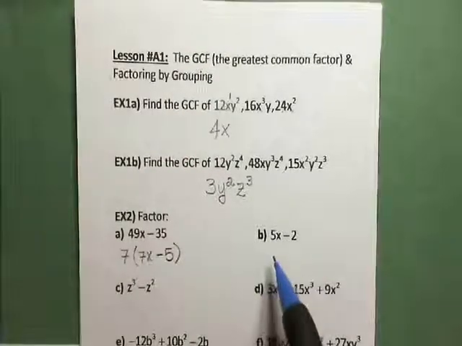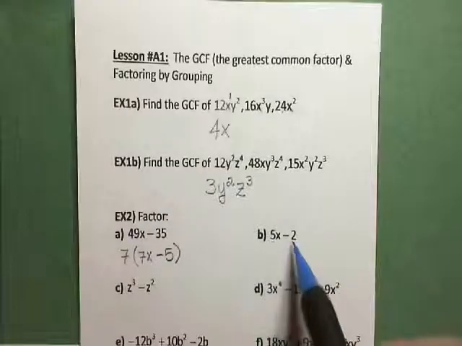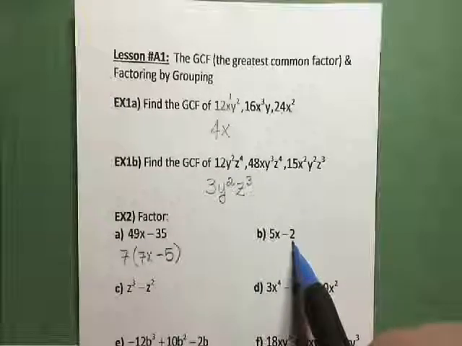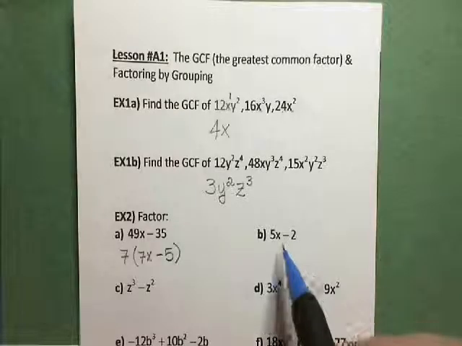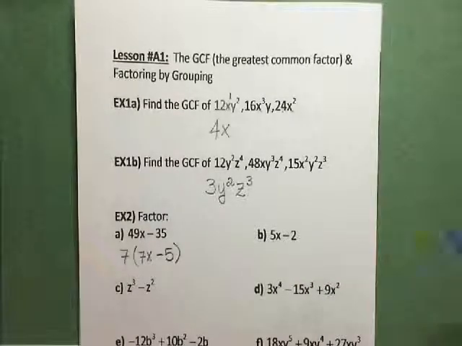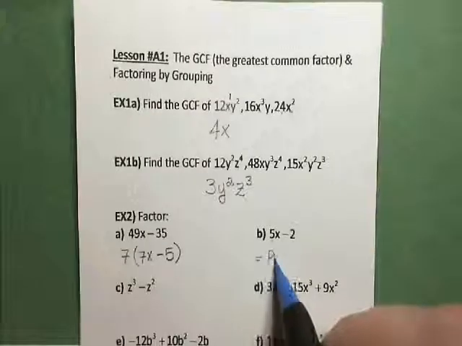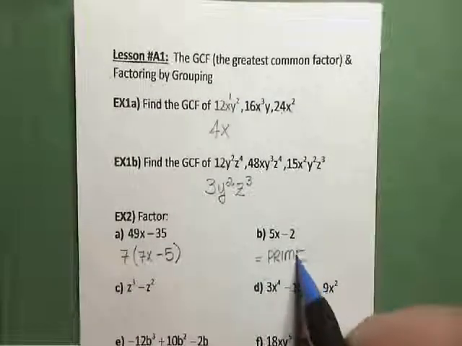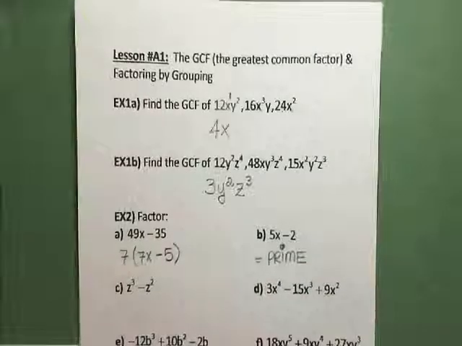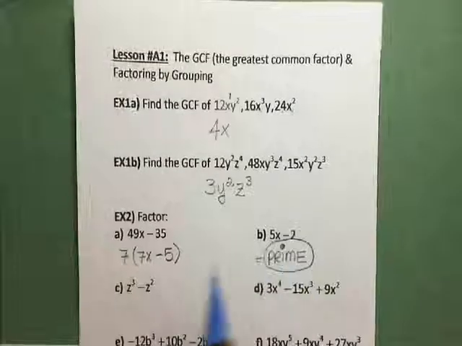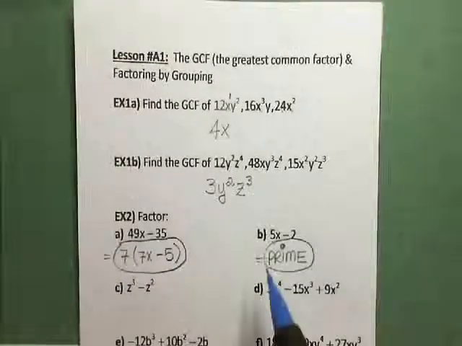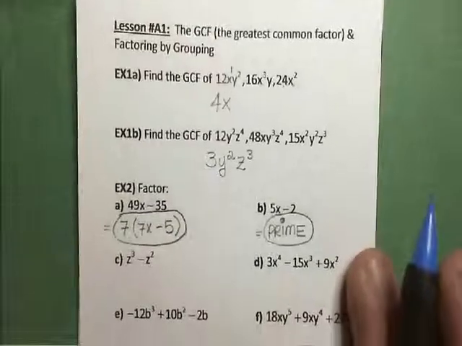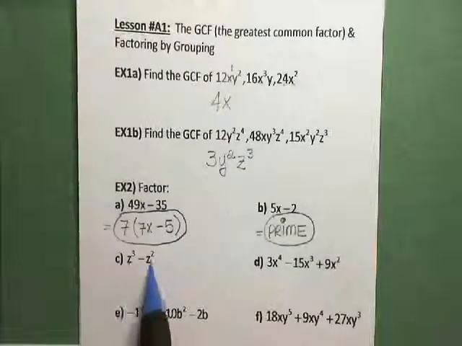Alright, let's look at letter B. Can I factor something out of 5 and 2 other than 1? Because 1, we don't care. It has to be a number other than 1. So in this case, there's no number that goes into 5 and 2. Can I factor out an x? No, I can't. So in this case, we call it prime because it cannot be factored. And yes, you can factor out a 1, but the 1 is considered prime.